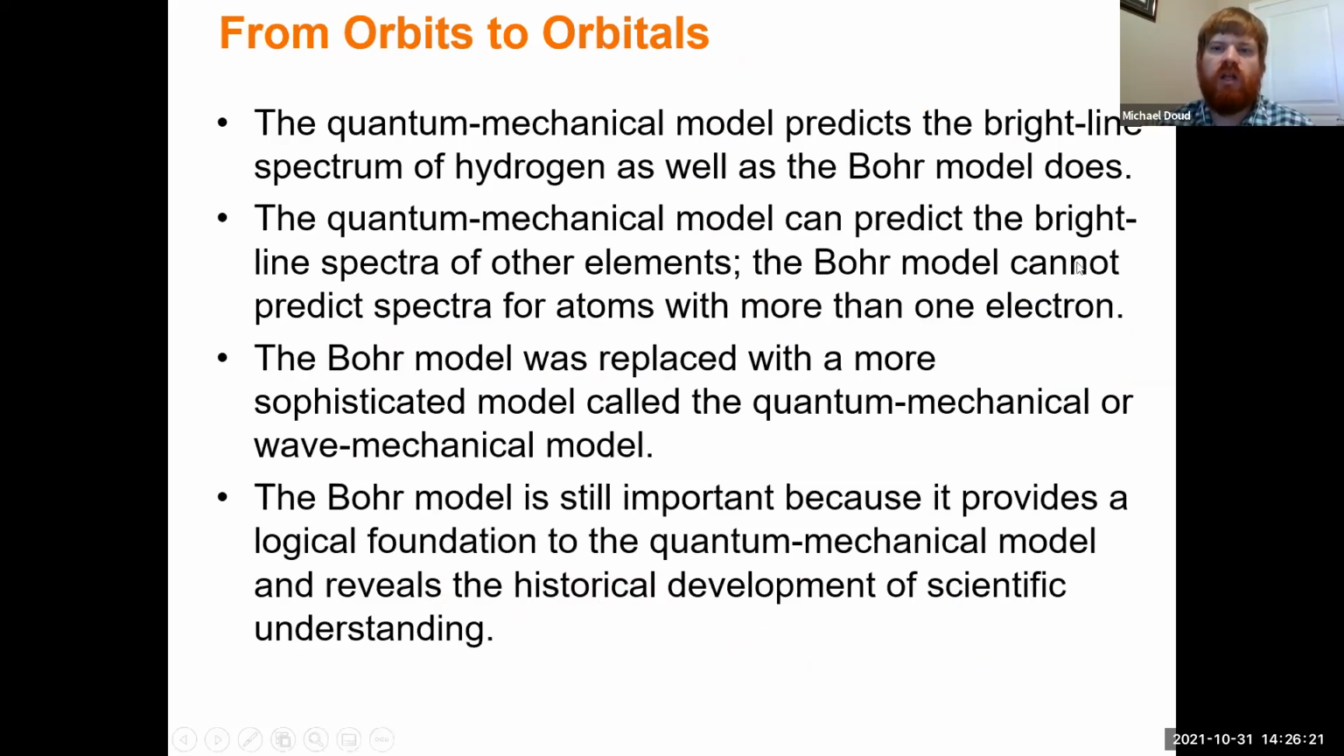Okay, so why do we use the quantum mechanical model? Well, all of these models are going to be based on how well they predict or replicate what we actually see in chemistry. So the quantum mechanical model predicts the bright line spectrum of hydrogen just as well as Bohr does, but it also predicts the bright line spectra of other elements, whereas the Bohr model failed when you went above one electron. So the more sophisticated quantum mechanical model took precedence because it could predict more behavior.